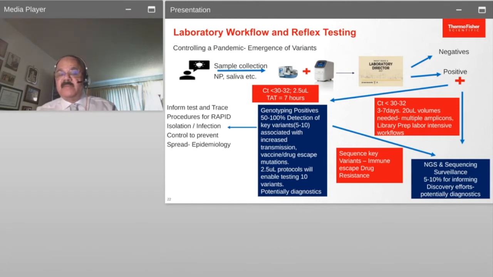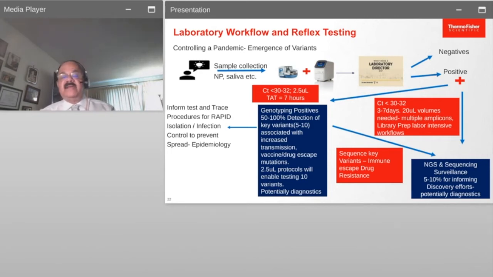So if you find some new variants or some variant of concern or variant under investigation as defined by the WHO, those could go into sequencing. You could also have a subset of positives going directly into sequencing. So all of this is enabled in a single lab, and we have instrumentation to support all of these workflows.